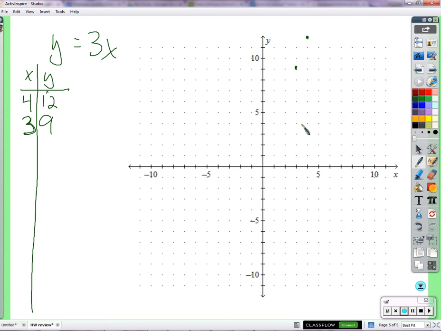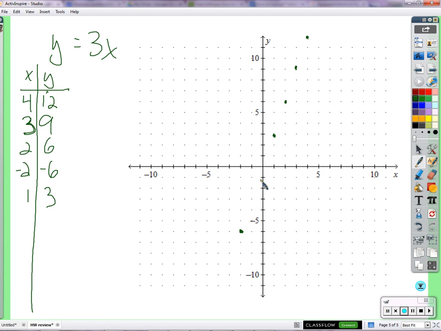Okay, another point, different from those. Sean? 2, 6. Does this point belong on the graph of this equation? Yes, it does. Okay, 2, 6. Cadence? Negative 2, negative 6. I love when people venture into the negatives. Negative 2, negative 6. Blake? 1, 3. Do we agree with 1, 3? Yeah. 1 for x, 3 for y. That's a true equation. 1, 3. Okay. Johnny?